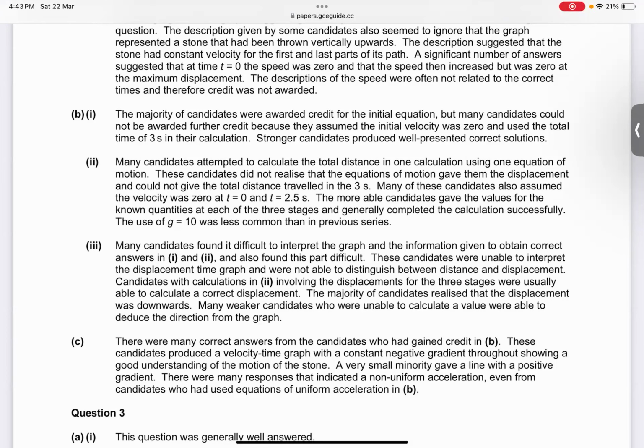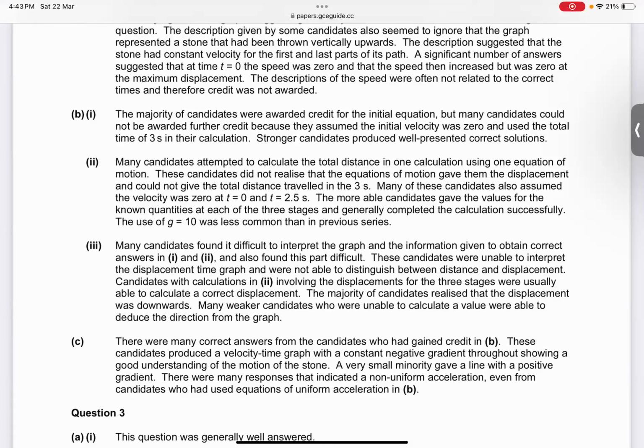So if you put the time value and the acceleration and everything, you will always get the displacement. Okay, equations of motion are designed to give you the displacement. They will not give you any distance. Okay, so displacement and could not give them the total distance traveled in 3 seconds.